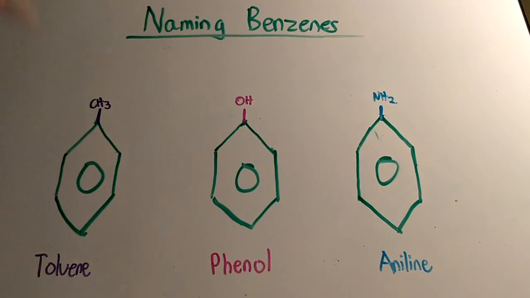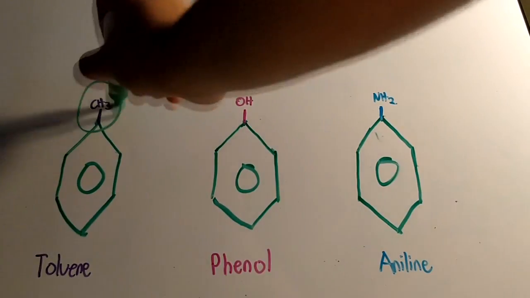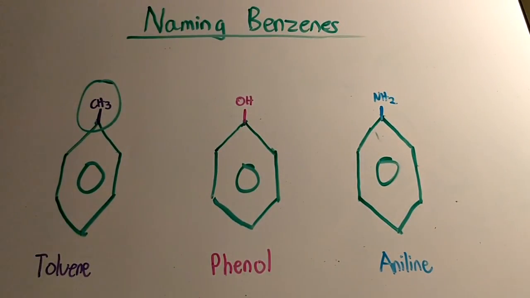So first, let's go over different types of benzenes. On the left, the first type of benzene is a toluene. A toluene is a benzene that's also connected to another carbon, or has another carbon coming off of it. As you can see over here, the benzene is attached to a CH3. This means that it's attached to another carbon that has 3 hydrogens coming off of it.